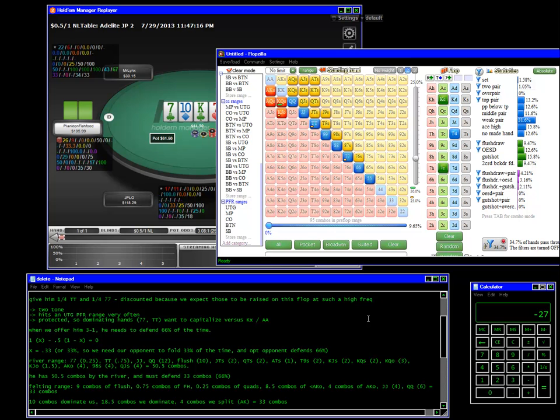how his range is composed and the domination effect that a hand like Ace King still has over the range as a whole. And by doing that, we can measure our EV, and we'll do that in a second.